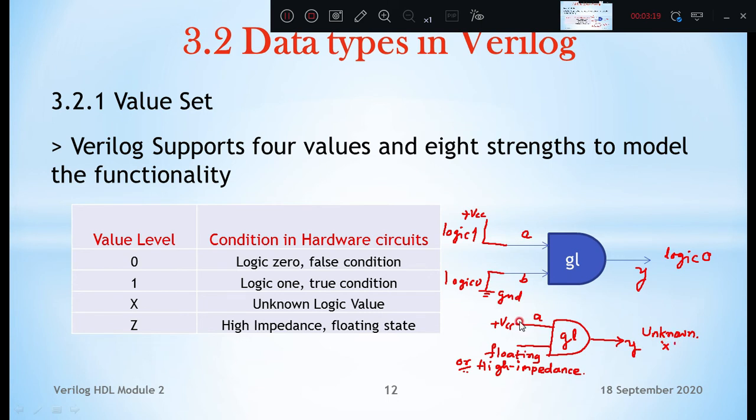Because one of the inputs is 1 and the other input is not connected anywhere, the output is represented as unknown or X. So these various conditions of hardware circuits we are trying to represent with the help of values 0, 1, X and Z. X is unknown logic value. Z means high impedance or floating state, not connected anywhere, either to plus VCC or to ground.